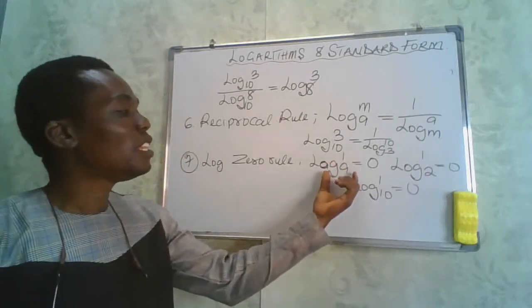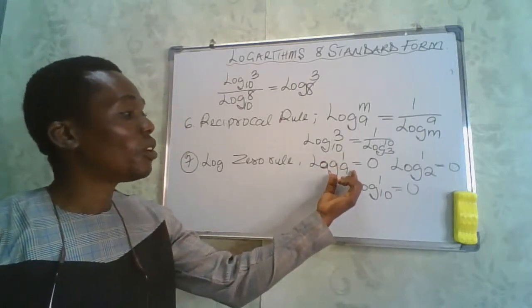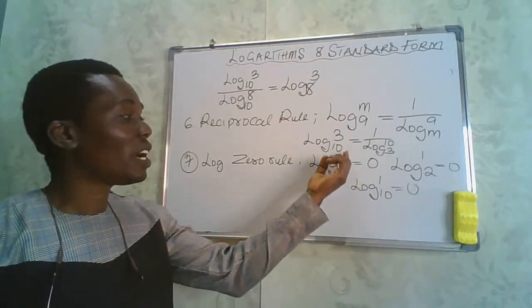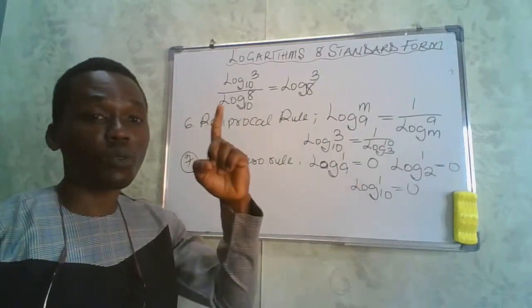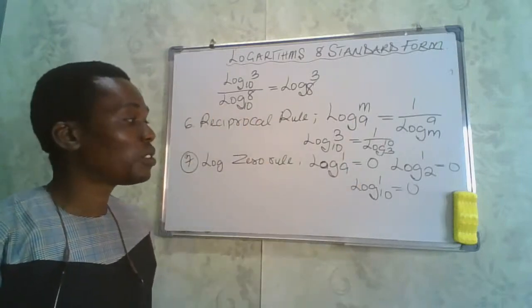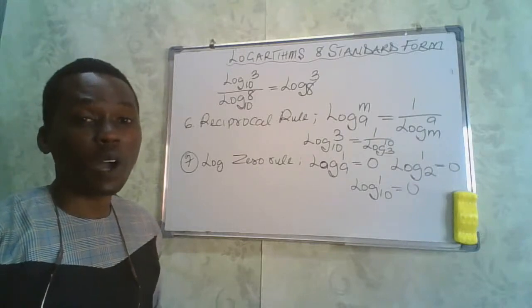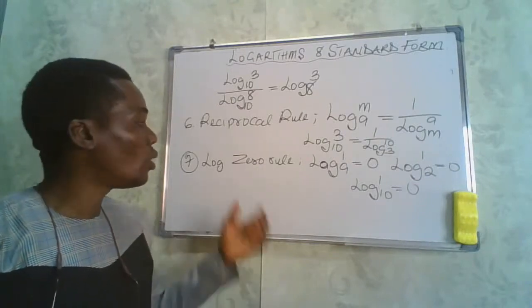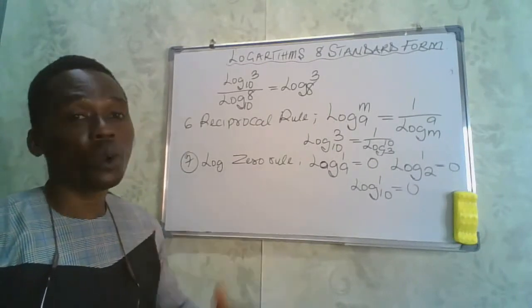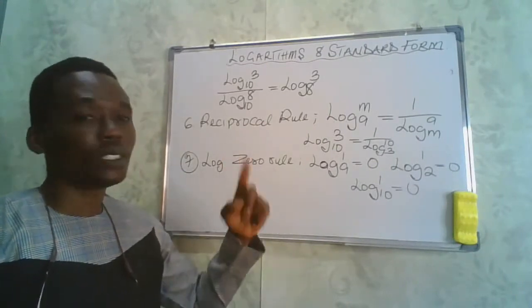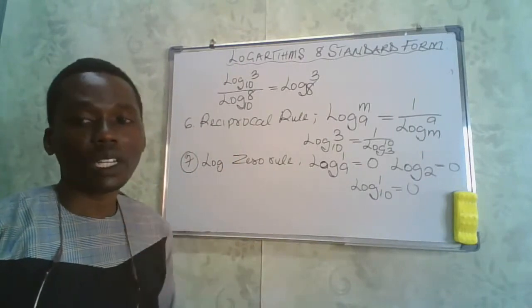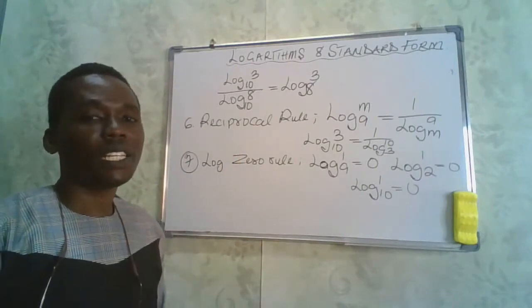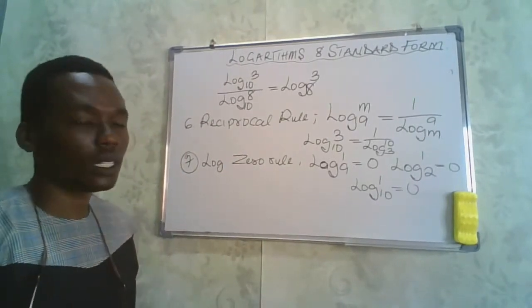Now take note of this, it's very, very important. When we have any log at any base, as long as the log is of 1, the log of 1 is equal to 0. That means the log of 1 to any base is equal to 0. So we call it the logarithm zero rule. Log of 1 to any base is 0.